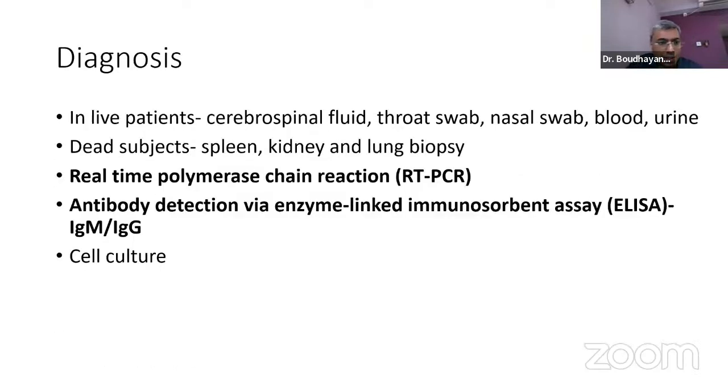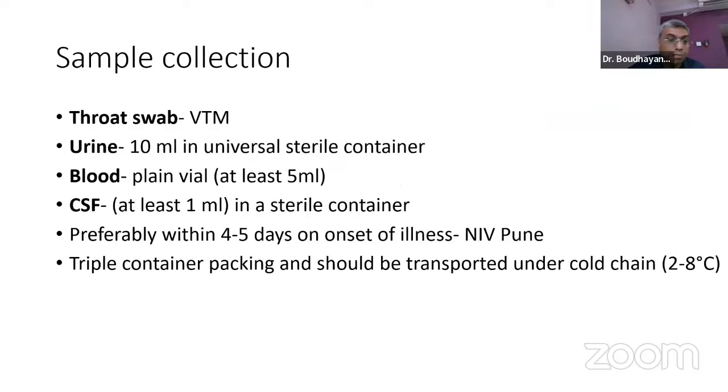So for diagnosis, in live patients, we should send CSF, throat swab, blood, urine, and in dead subjects we can consider spleen, kidney, and lung biopsy. RT-PCR, we all know, all our labs are equipped with this machine from COVID days. So it is very common to us. RT-PCR has to be done for RNA detection, and antibody detection can be done, IgM or IgG via ELISA. Actually, antibody should be sent after 5 days, as for any other viral disease, and cell culture for experimental use.